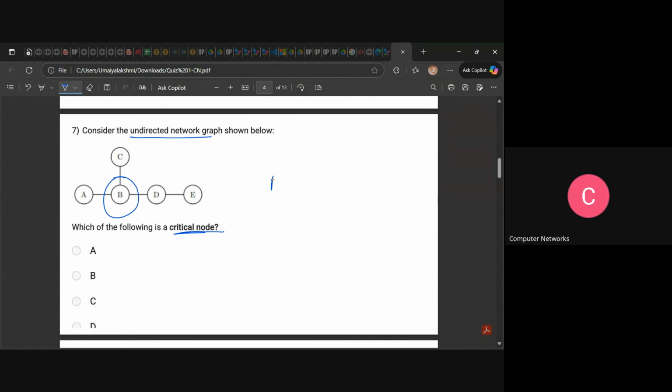What will happen if I disconnect this one? I'll just get D and E separately, something like this, right? Correct. So we won't get the proper graph, we'll get the disconnected one. So then I would say D is also a critical node, right?